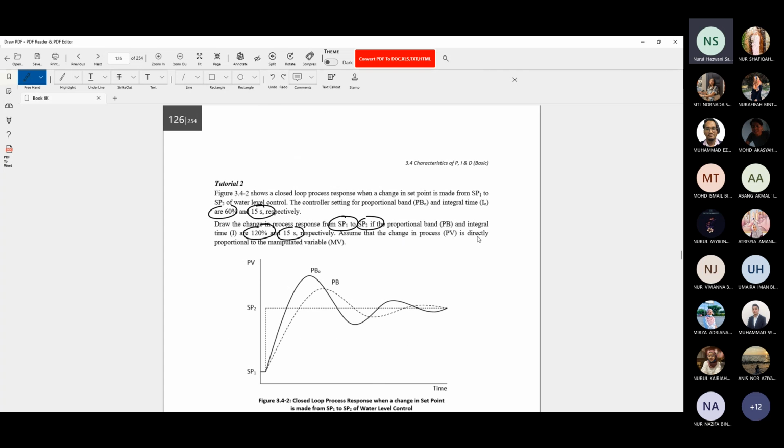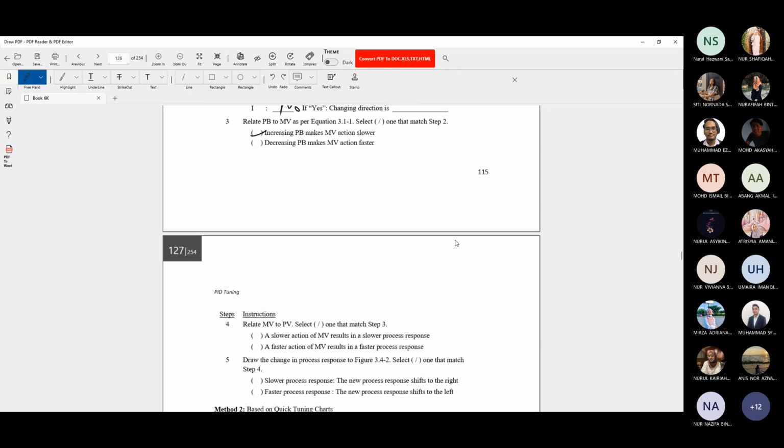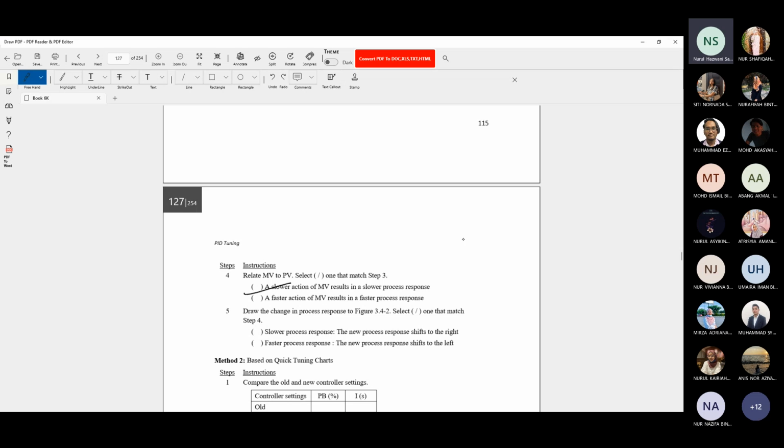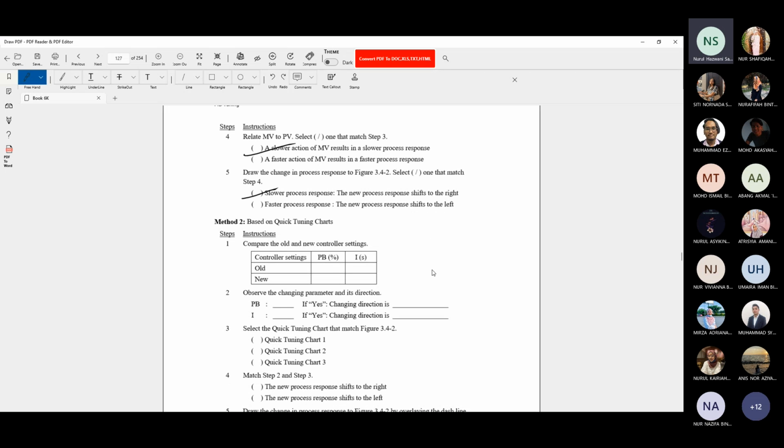Slower lah because directly proportional kan? PV directly proportional to MV. So this one. Okay, slower response. Make your response shift to the right or to the left? To the right. Right lah. Masa dia akan lebih bertambah lah maksudnya, sebab slower. If faster response, masa dia lebih kecil, and then the response will shift to the left. Itu je konsep mudah yang you boleh faham.